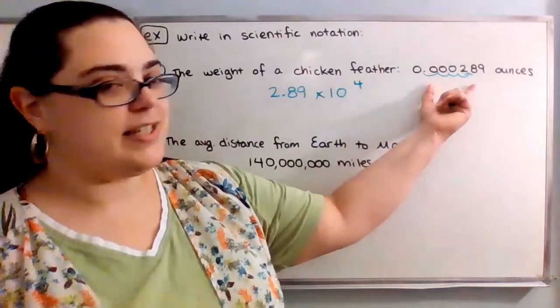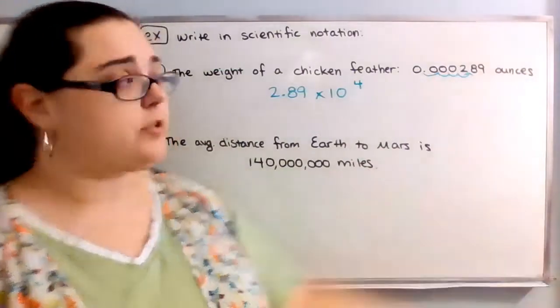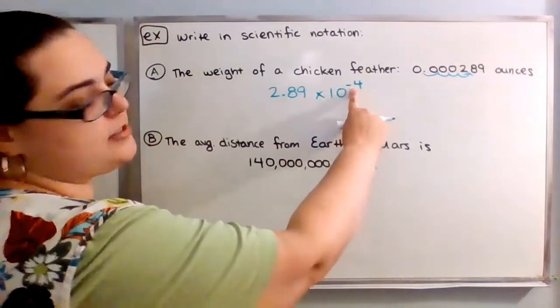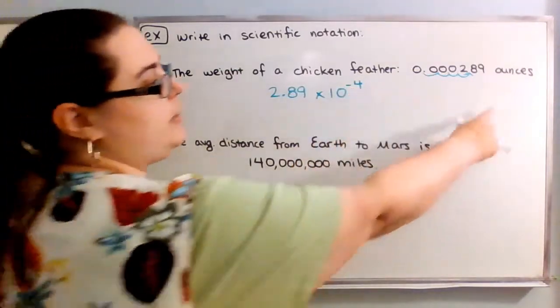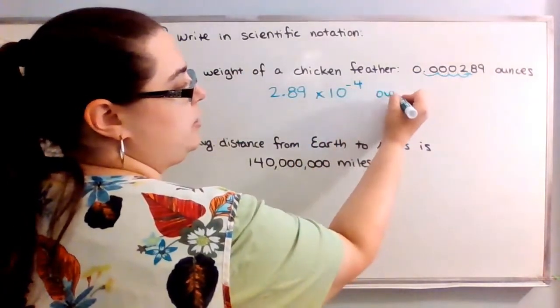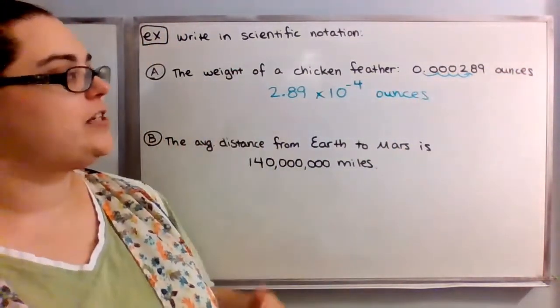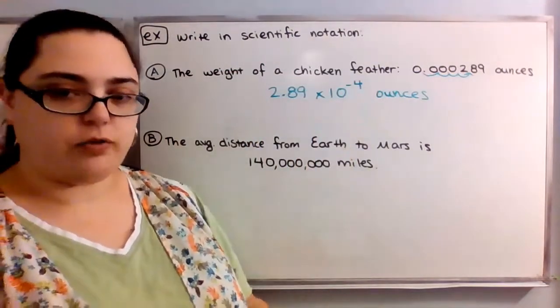And because this was an itty bitty number, so it was point a bunch of zeros and then some numbers, we're going to make that a -4. So this -4 tells us this is a teeny tiny number, not a super big number. And then I'll make sure I label it with ounces here. So the weight of a chicken feather in scientific notation is going to be 2.89 times 10 to the -4 ounces.